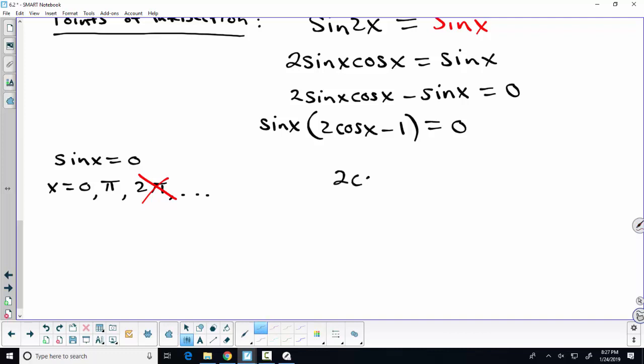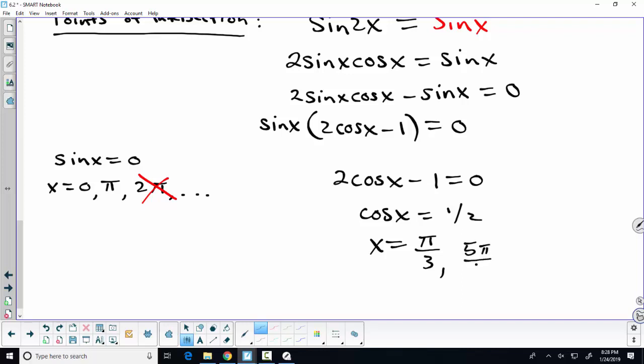When does 2 cosine x minus 1 equal 0? When does cosine x equal half? Pi over 3. Same, just radian versus degree. Where else? 2 pi over 3, cosine's negative at 2 pi over 3. Back over here, 2 pi minus pi over 3, 5 pi over 3. That's past pi. Don't need it. So points of intersection are x equals 0, pi, and pi over 3.